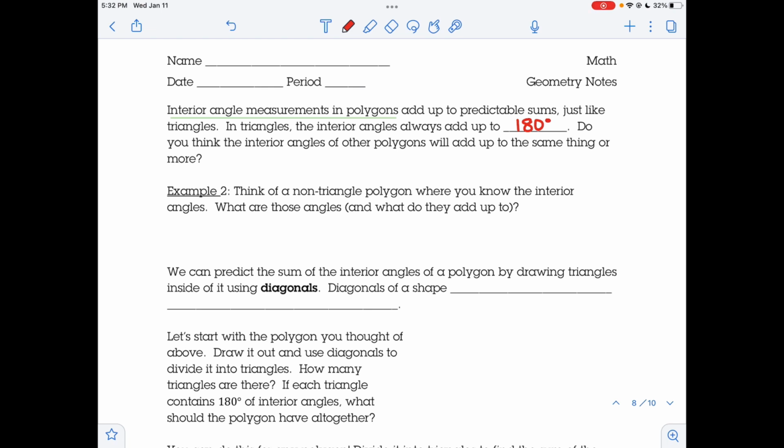So then the question here, do you think the interior angles of other polygons will add up to the same thing or more? And a couple of the classes yesterday actually mentioned this and started talking about this. So pause the video for a second. I want you to think about this and write your own answer first, and then come back and we'll see what we can decide together.